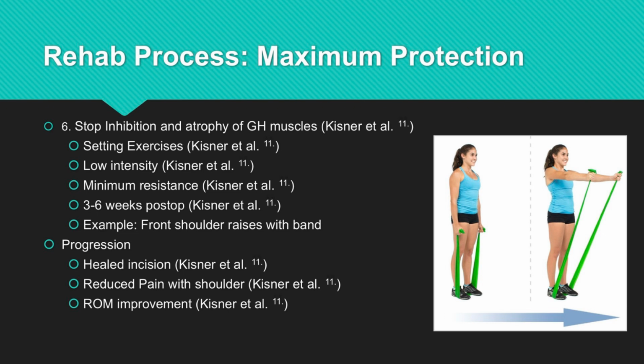And then for the last part within the first stage, you want to make sure that you have inhibition and stop the atrophy of the glenohumeral muscles. One way you can do that is low intensity setting exercises with minimal resistance. An example that I included was a front shoulder raise. Eventually, once they've gotten through this phase, you want to make sure that the incision is healed, as well as reduce the overall pain within the shoulder and improve range of motion.